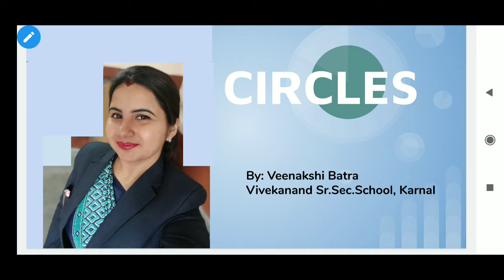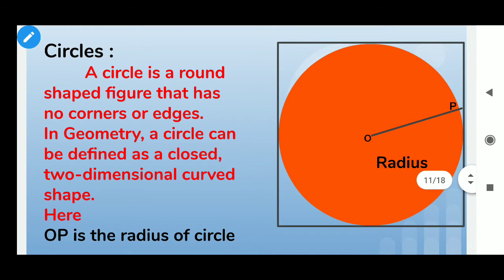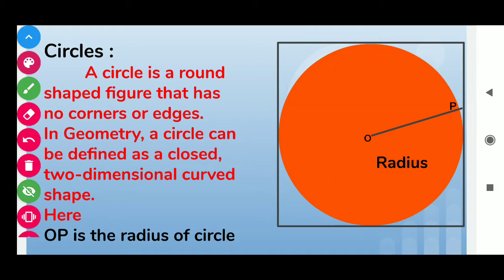Students, this is lecture second, and here is the definition of circles. What do you mean by circle? A circle is a round shaped figure that has no corner or edges. In geometry, a circle can be defined as a closed two-dimensional curved shape. And here you can see the diagram.